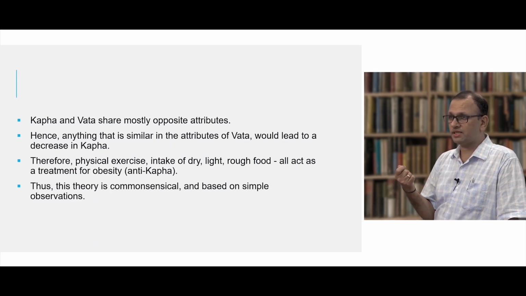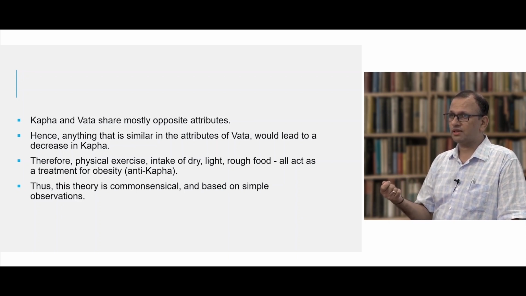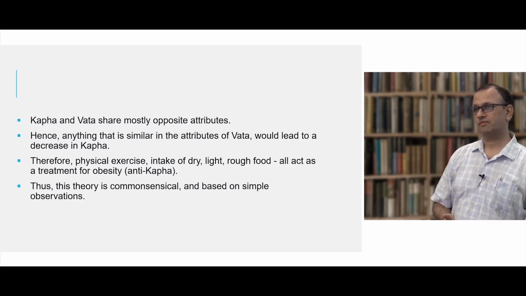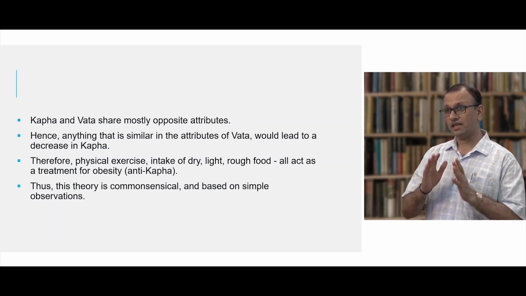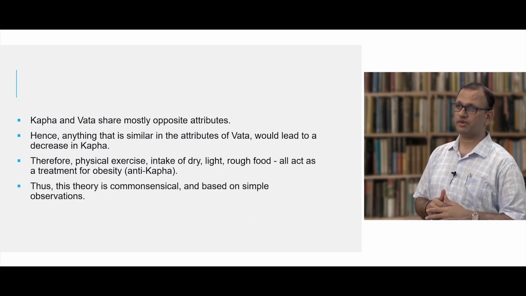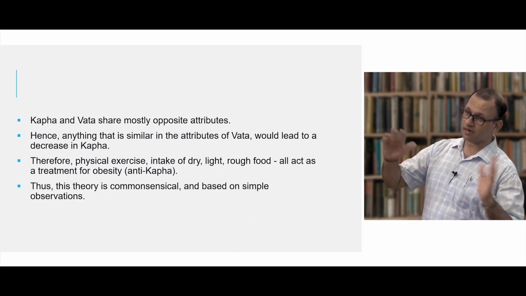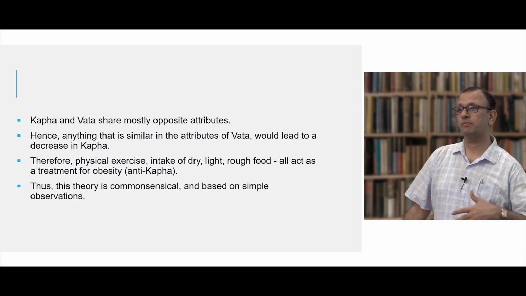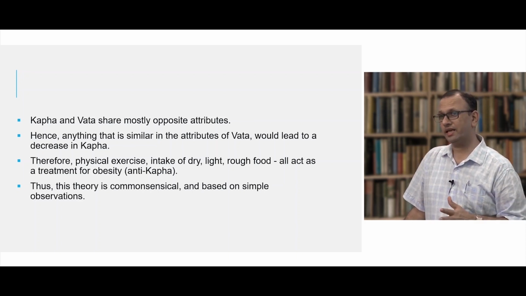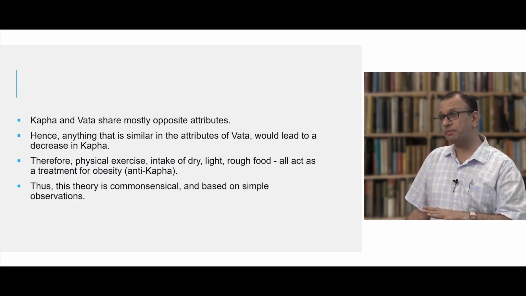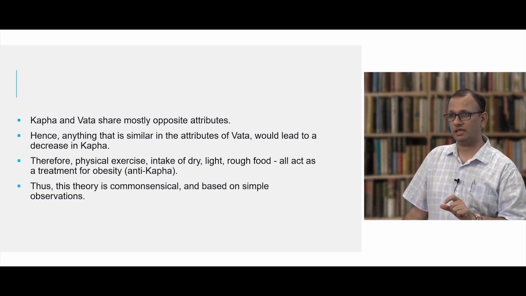So in the treatment of obesity, it is wise to use dry, light, rough food substances, physical exercise, right, controlled sleep, and so on. And it makes perfect sense. It is completely scientific. There could be no argument against this. So thus this theory is commonsensical and based on simple observations. And therefore, entire therapeutics are classified into Brahmana and Langana. Right? Based on this theory, based on this understanding. But we should remember that this has got some limitations as well.